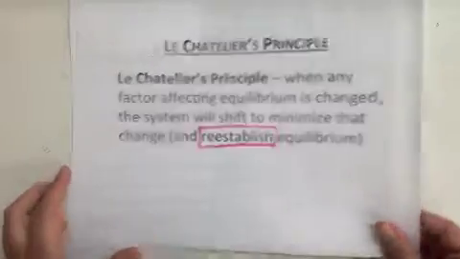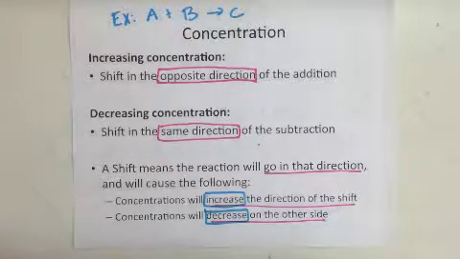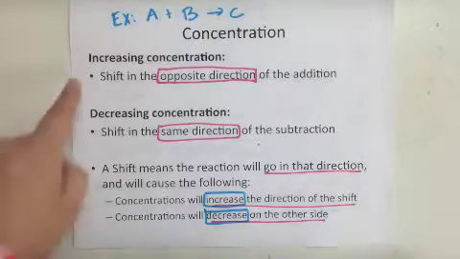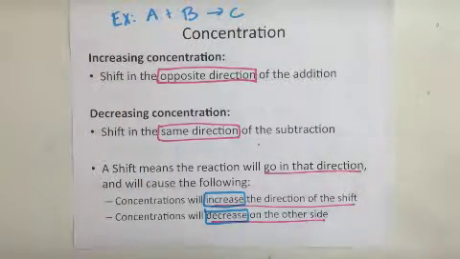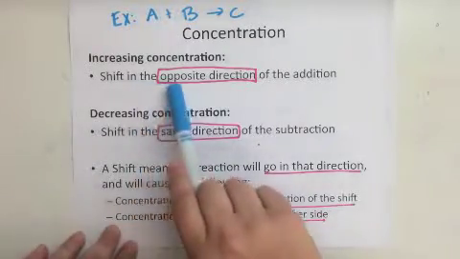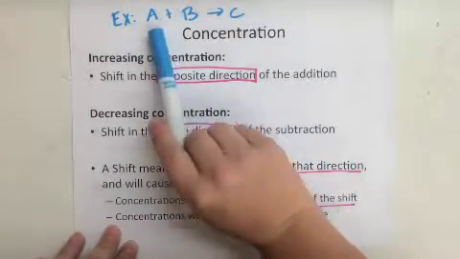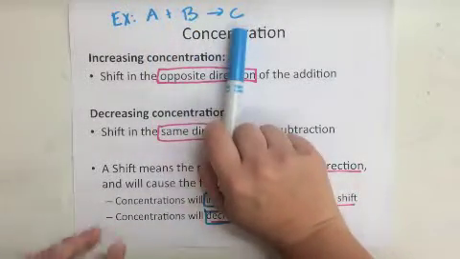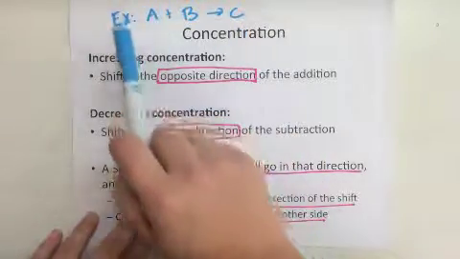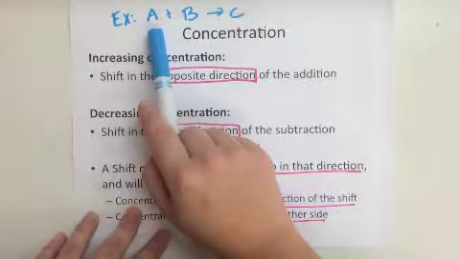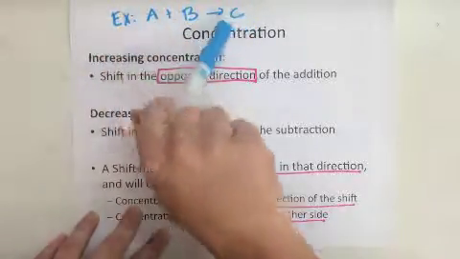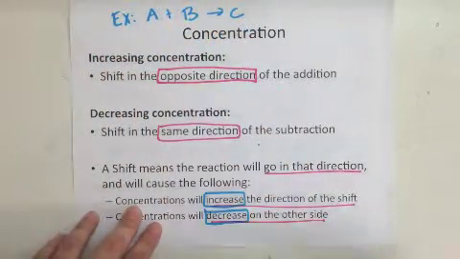So first thing we're going to talk about is concentration. Concentration is how much of something per a certain amount of volume. So an increase in concentration, now remember you, the scientist, is increasing the concentration. So you're adding something in. When you add something in, the reaction itself will shift the opposite direction of the addition because it wants to reestablish that equilibrium. So for example, if you have A plus B produces C, and you, the scientist, add more A in, it has to rebalance itself, so it's going to shift to the right to produce more C to become equal again.